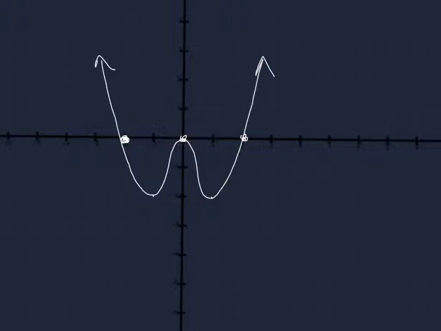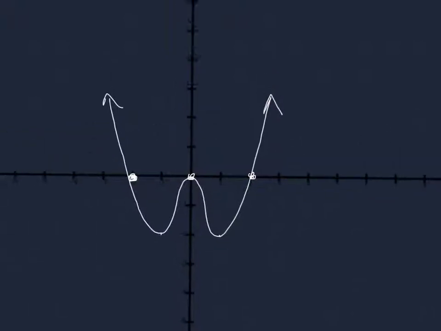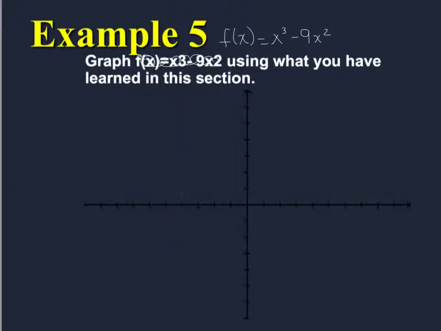I also want to point out that our multiplicity, remember that at -2 and +2, they were odd multiplicity, so that means we cross them. 0 was there twice, even multiplicity, so we touch and turn. Okay, so let's take a look at example number 5.